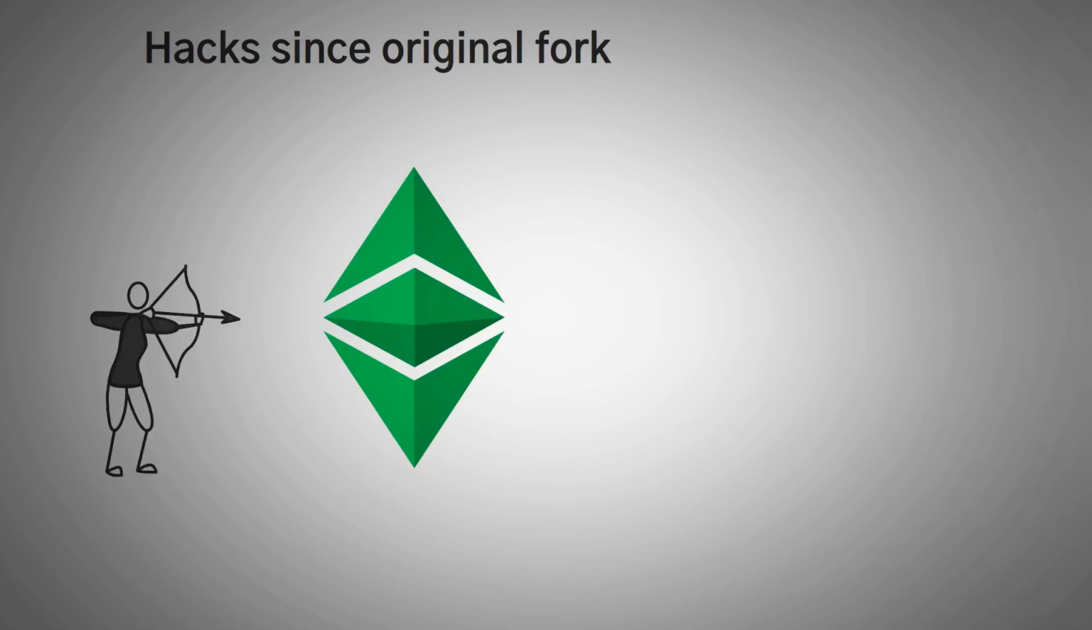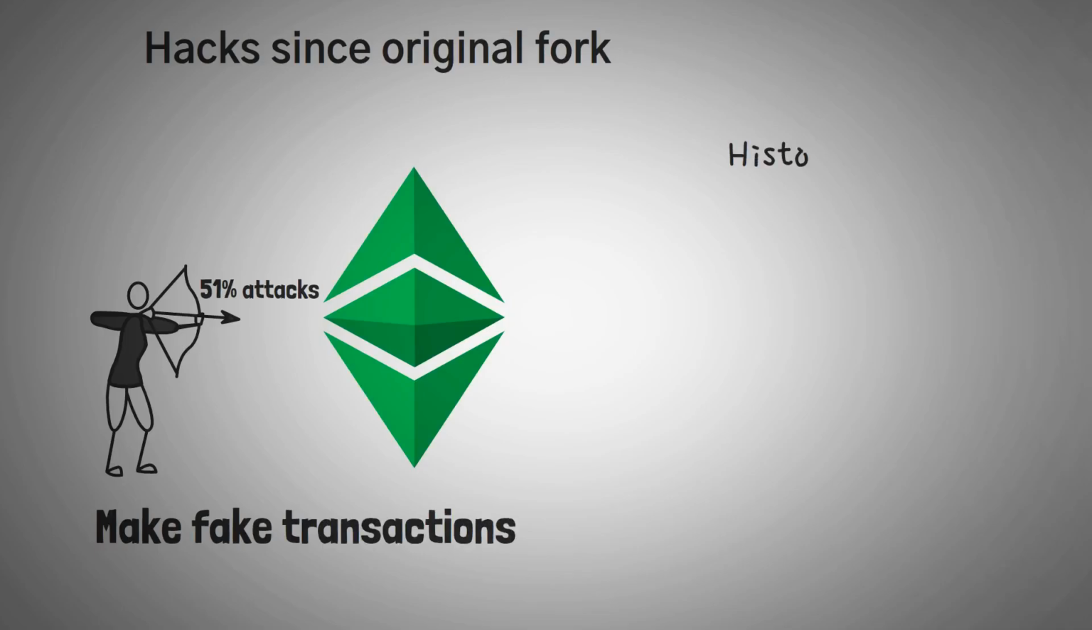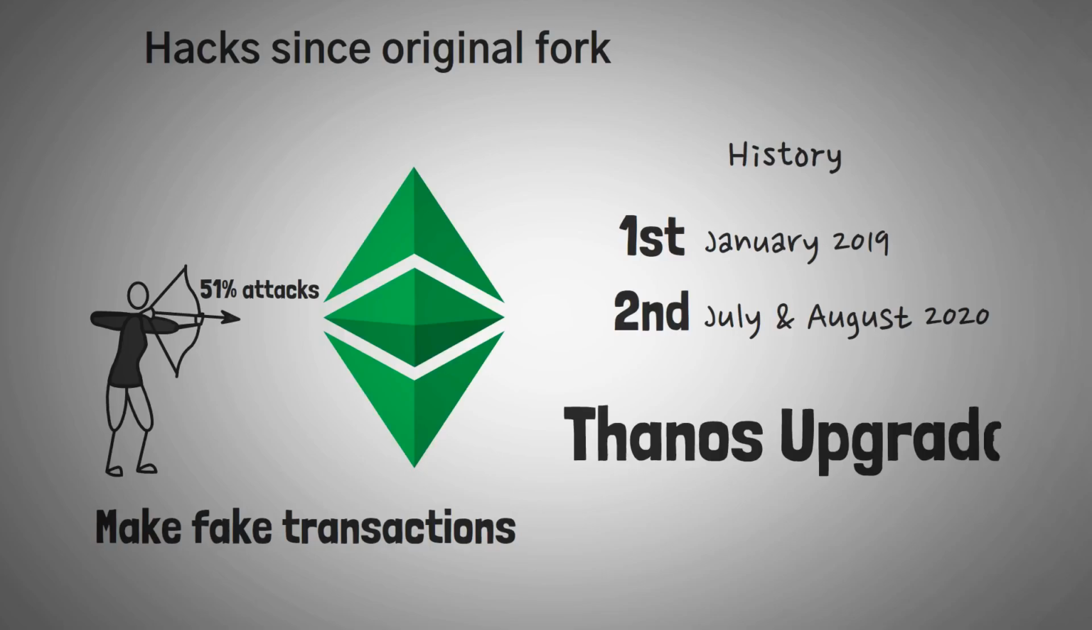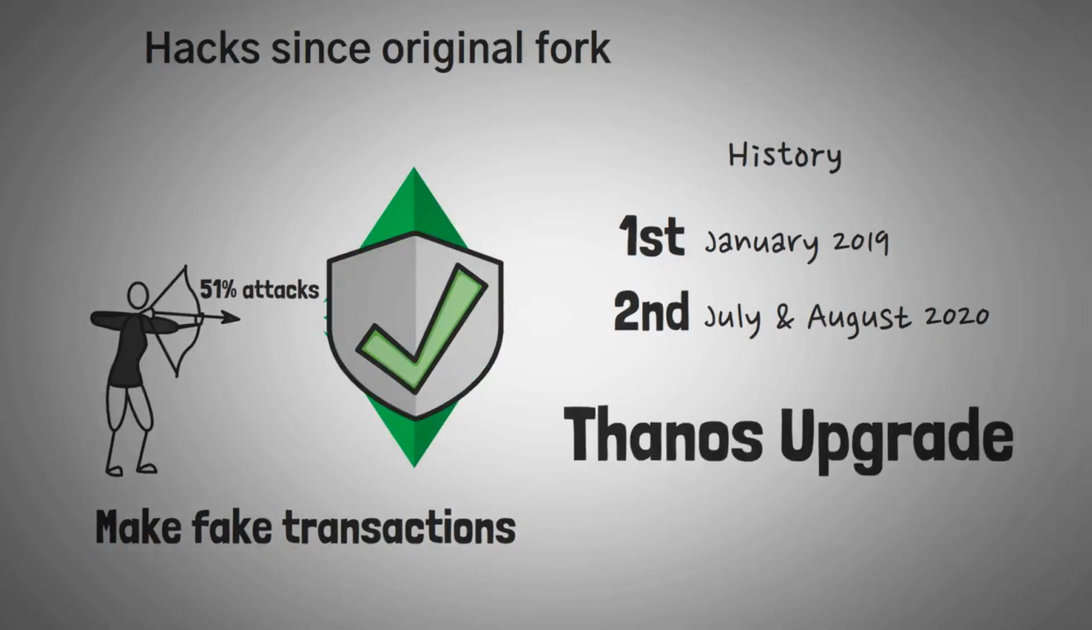because it is worth mentioning there have been a few 51% attacks on Ethereum Classic, which basically means someone controlled over half of the network and were able to make fake transactions where they spend their money in more than one place. This first happened around January of 2019, then happened again a few times in July and August of 2020, but they fixed this with an upgrade called the Thanos upgrade. And basically what it did is it changed the mining algorithm a bit, and it hasn't happened since.